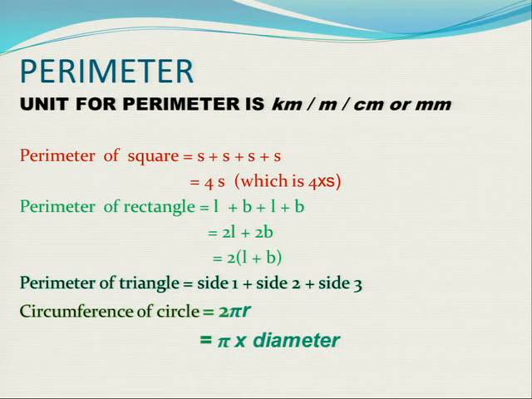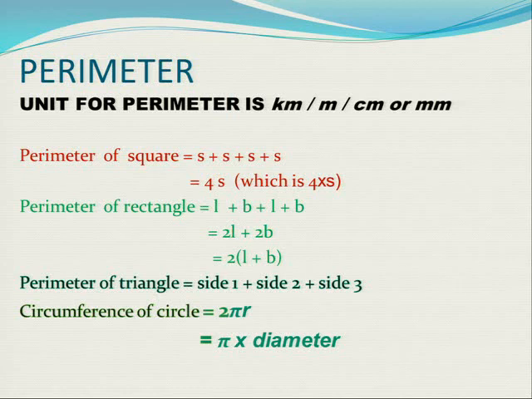And we get that by 2 times pi times radius, or pi times diameter. Let's quickly recap on the perimeters. The perimeter of the square is side plus side plus side plus side. The rectangle, L plus B plus L plus B. The perimeter of a triangle, side 1 plus side 2 plus side 3. And the circumference of the circle, pi times diameter.